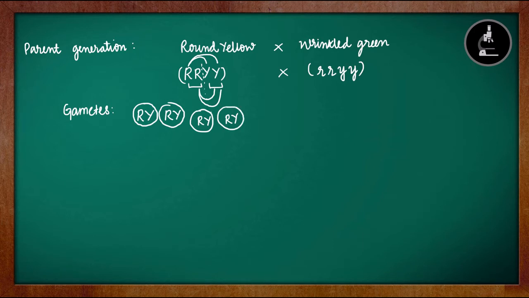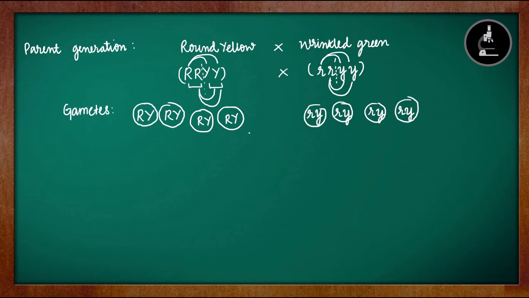Next, if we look into the wrinkled green condition, here also two genes or two characters are present. The first allele of the first gene can go with the first allele of the second gene, or the first allele of the first gene can go with the second allele of the second gene. So it can be small r, small y, small r, small y. These are the two possibilities first. Next, there is another allele in the first gene. This can go with the first allele of the second gene, or this can also go with the second allele of the second gene. So again, small r, small y, small r, small y. These are the possibilities of gametes.